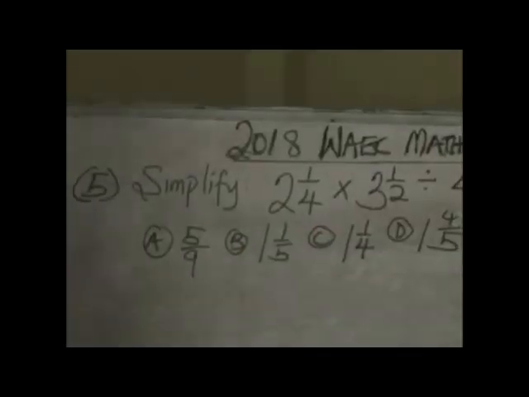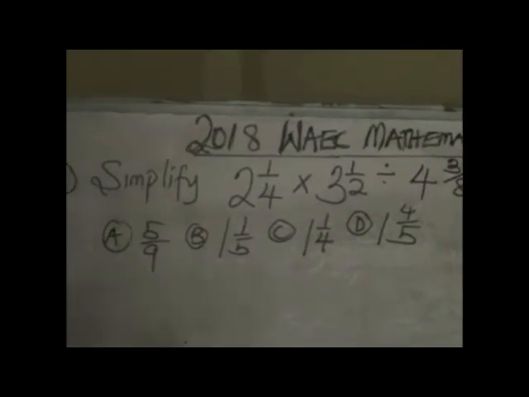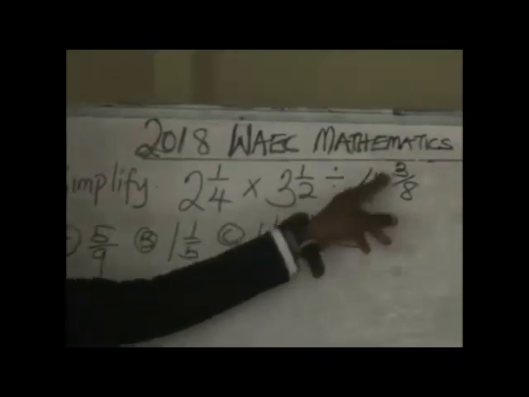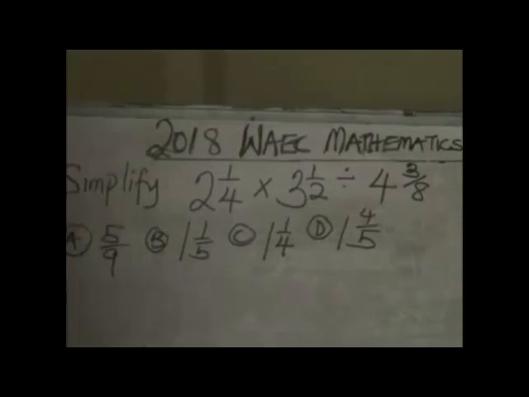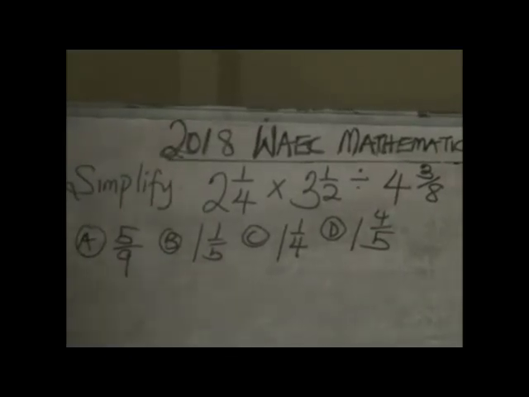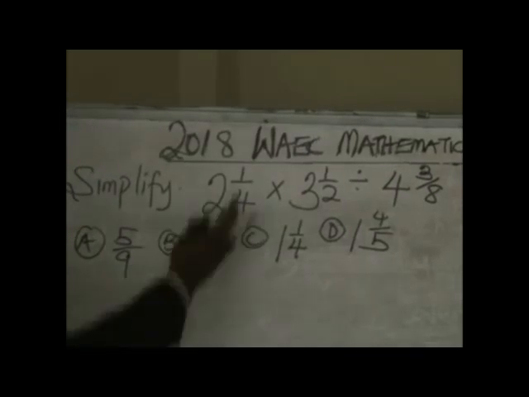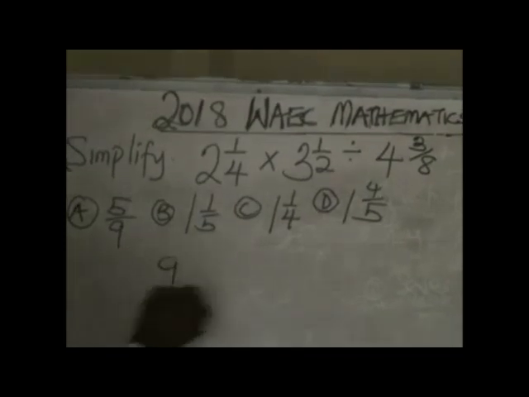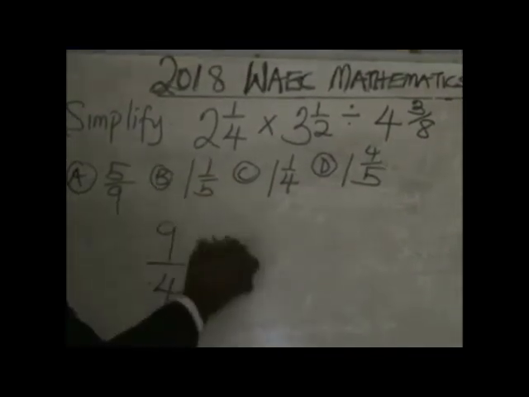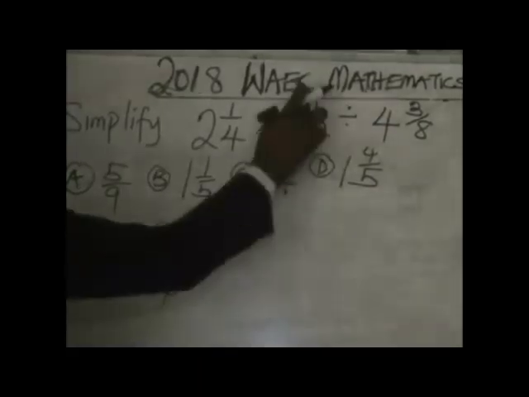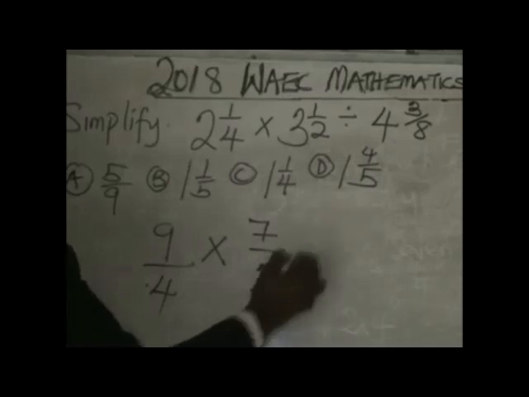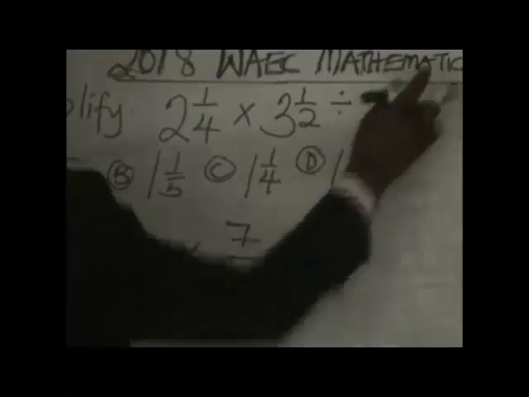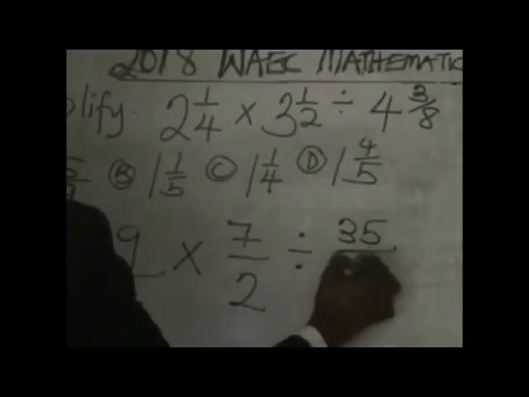Here is question 5 of the 2018 WAEC mathematics questions. Simplify 2 whole number 1 over 4 times 3 whole number 1 over 2 divided by 4 whole number 3 over 8. So what you just have to apply is your Bodmas rule. You just follow your rule of Bodmas to evaluate it. First, you convert it. So 4 times 2 is 8, 8 plus 1 is 9, becomes 9 over 4. Times 2 times 3 is 6 plus 1 becomes 7 over 2, divided by 8 times 4 is 32, 32 plus 3 will give you 35 over 8.